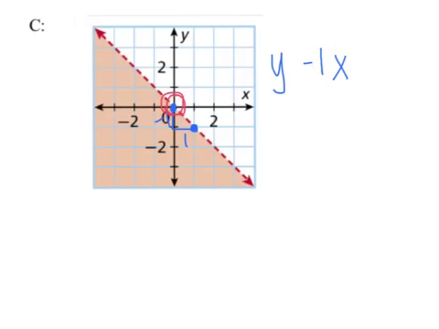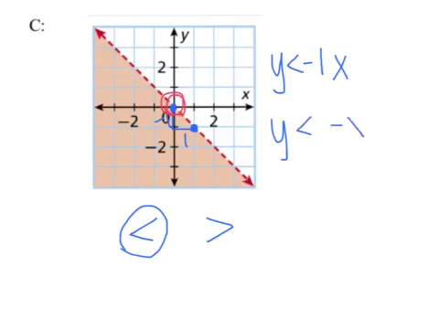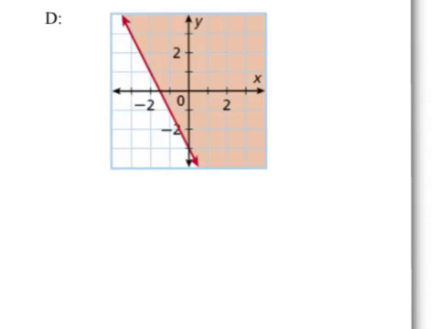I also noticed that the line is dotted, so I'm using this symbol or this one. And it is shaded below, so that must be this symbol. So you should have ended up with this equation. Or maybe you just had y is less than -x. That's fine as well. The plus 0 on the end really isn't proper, so I would leave that off. And then for D, we need to pick 2 points again, so I'll pick this one right here and this one right here. They cross the grid at those spots.